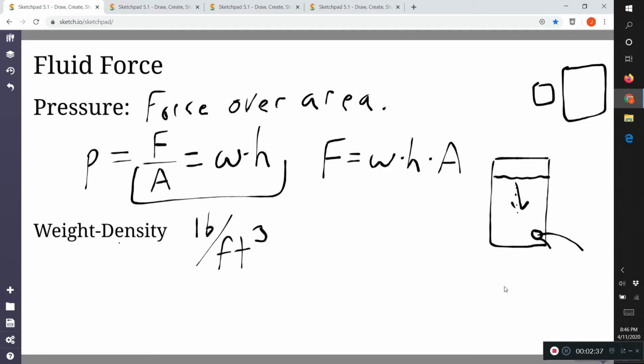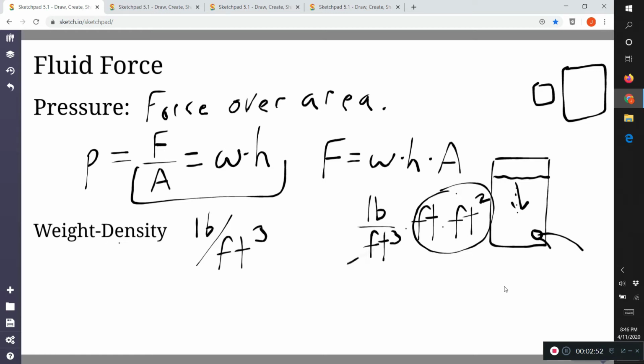So if we analyze our equation for force, we have pounds per cubic foot. The height of our liquid could be measured in feet, and the area would be measured in feet squared. And we get all the cancellations. This would combine to be cubic feet, canceling with the bottom to get pounds, which is a measurement of force. So instead of just diving into the example, we're actually going to use an example of engineering failure from history.